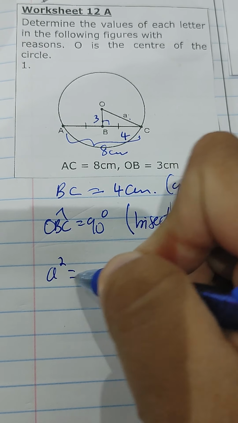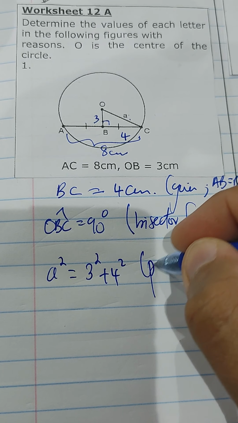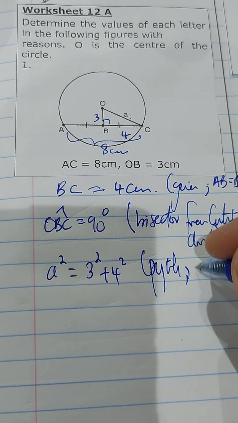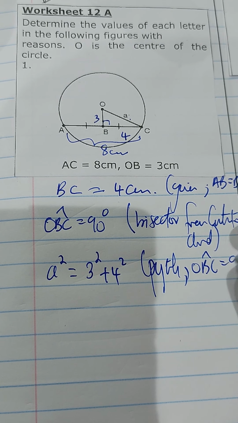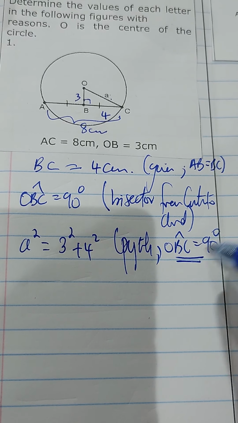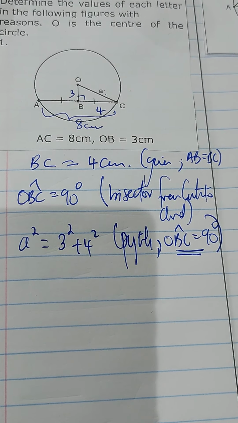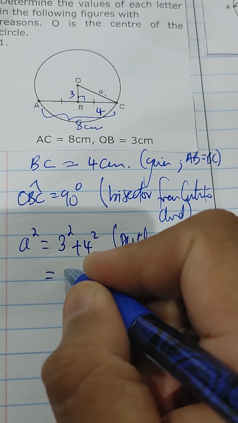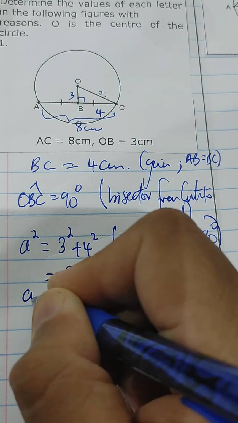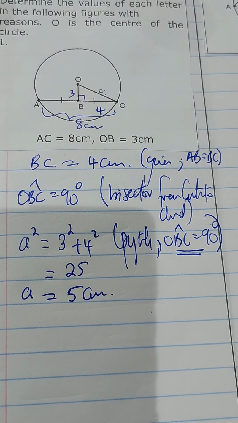Now we say that A squared is equal to 3 squared plus 4 squared. It's your Pythagorean theorem, so it's Pythagoras with OBC equals 90 degrees. You can leave the word Pythagoras out, but you can't leave this out. If you leave that out, you will be penalized. So we got 9 plus 4, which is 25. The square root thereof is going to be 5 centimeters.